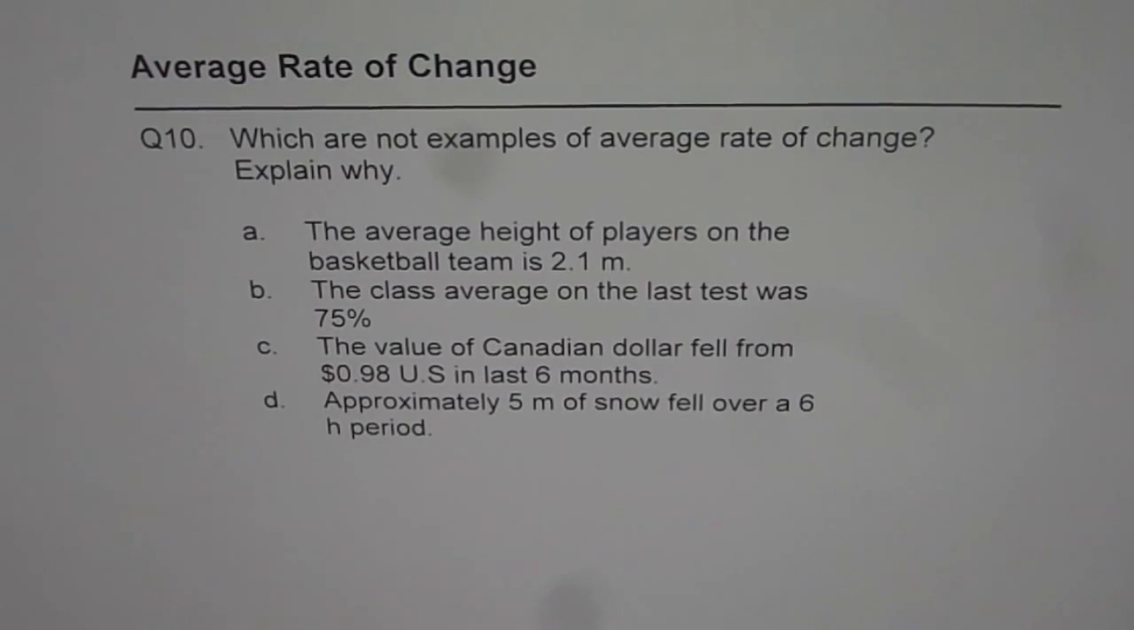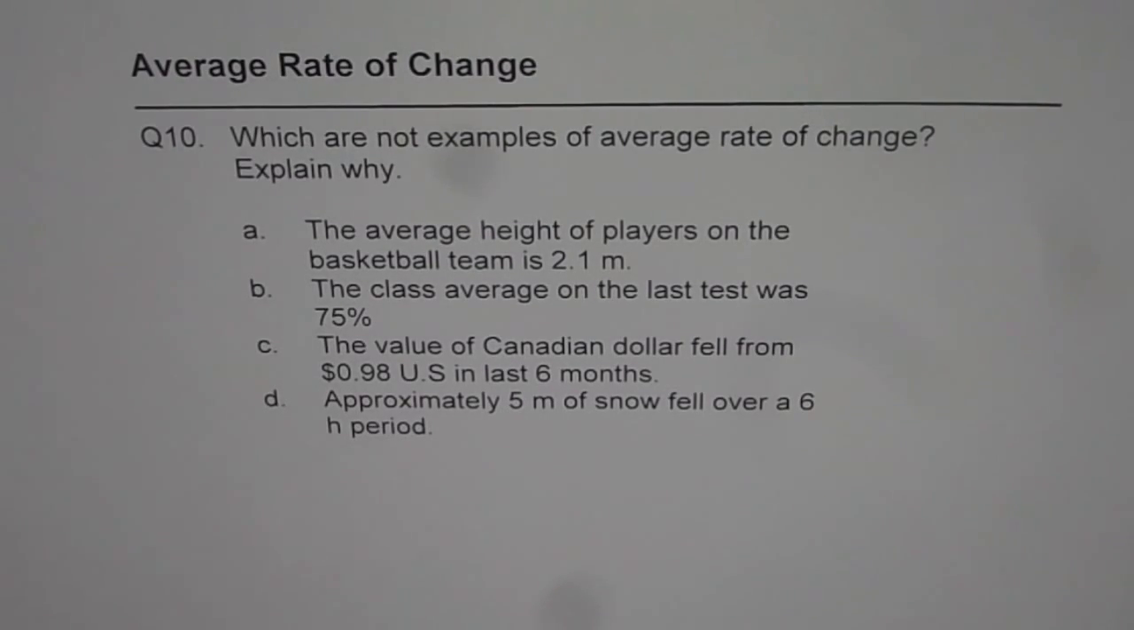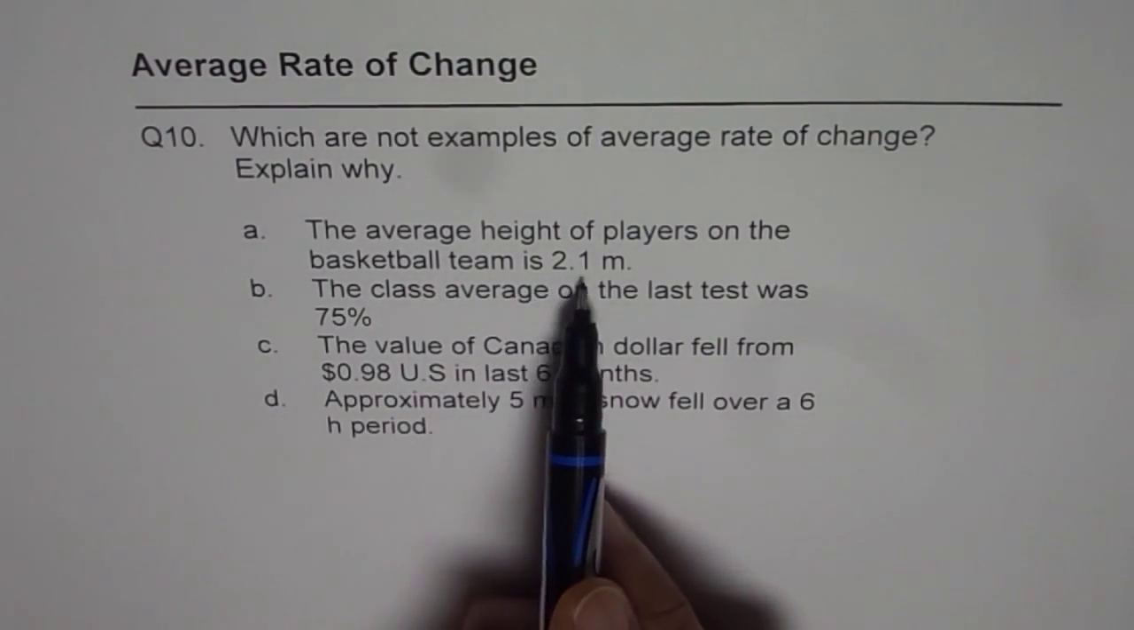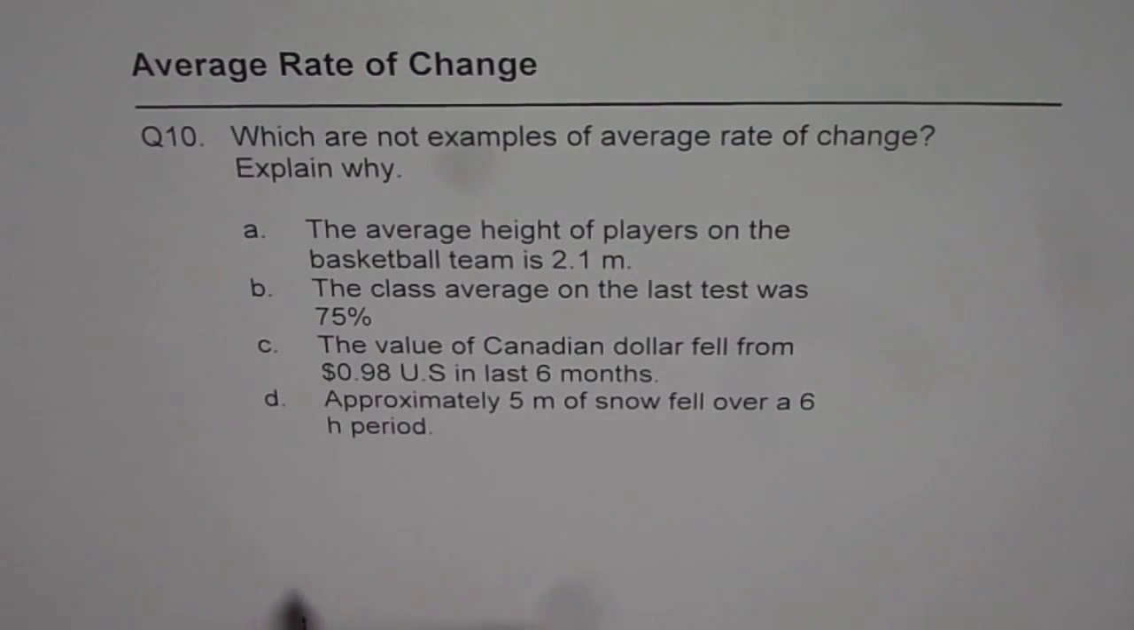Here is question number 10 on average rate of change. Which is not an example of average rate of change? Explain why. A is average height of players on a basketball team is 2.1. Is it an example of average rate of change or not?